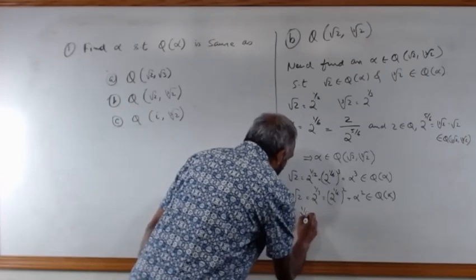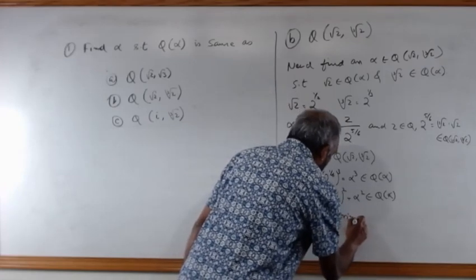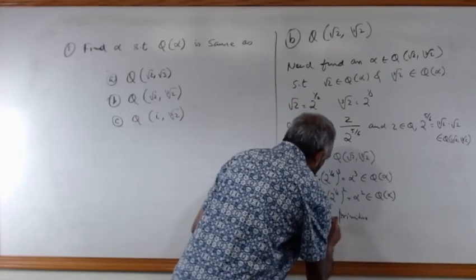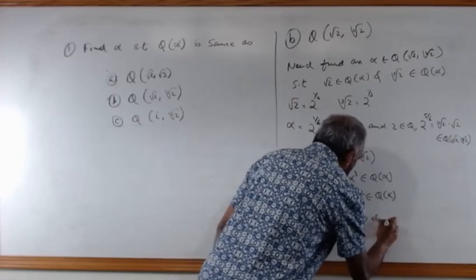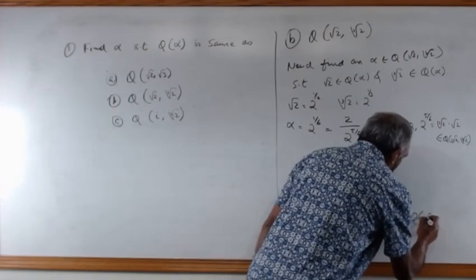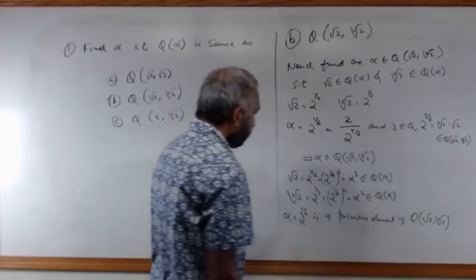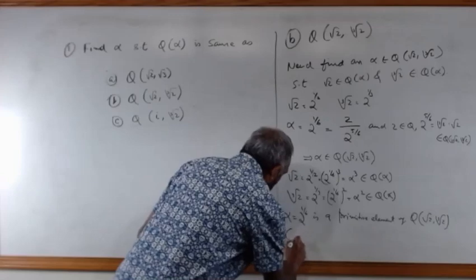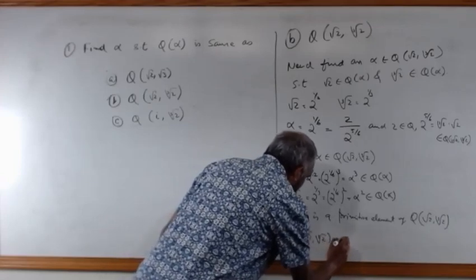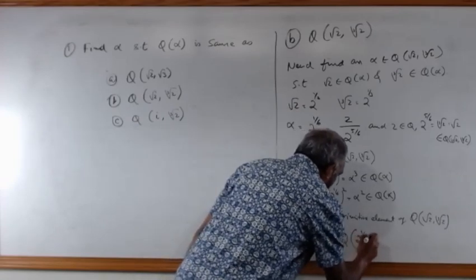So Q of alpha is equal to... 2 to the power of 1 by 6 is a primitive element of Q of root 2 comma cube root of 2, or you can say Q of root 2 comma cube root of 2 is equal to Q of 2 to the power of 1 by 6.